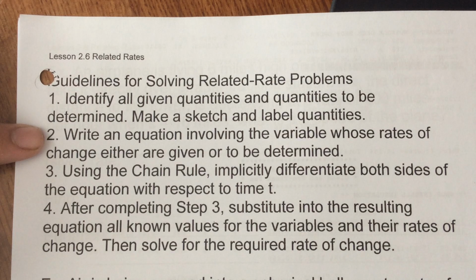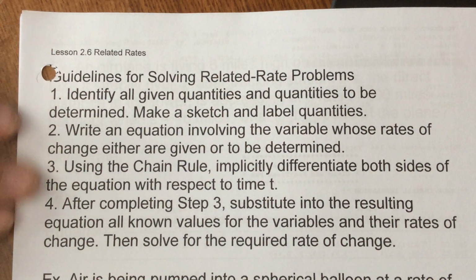Next, you need to write an equation involving a variable whose rate of change is either given or to be determined. So that's where we went through that last one. We knew we had to find the change in area. We're dealing with circles, so our equation is going to be the area equation of a circle.